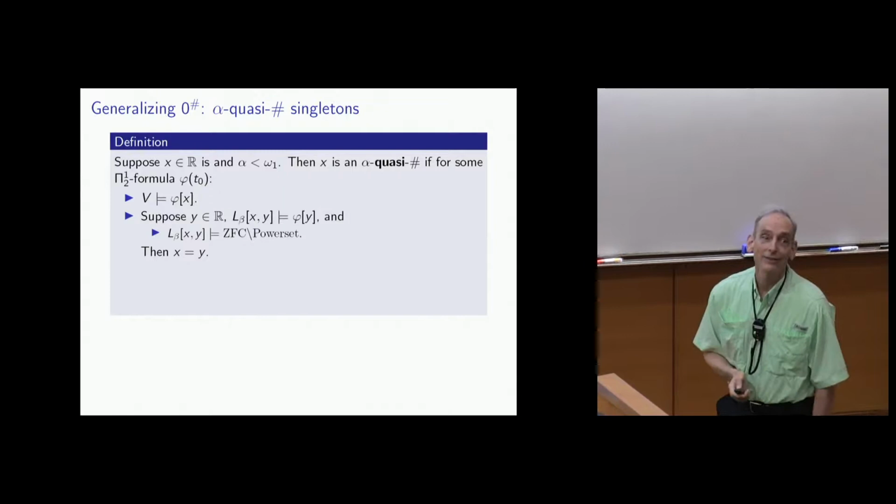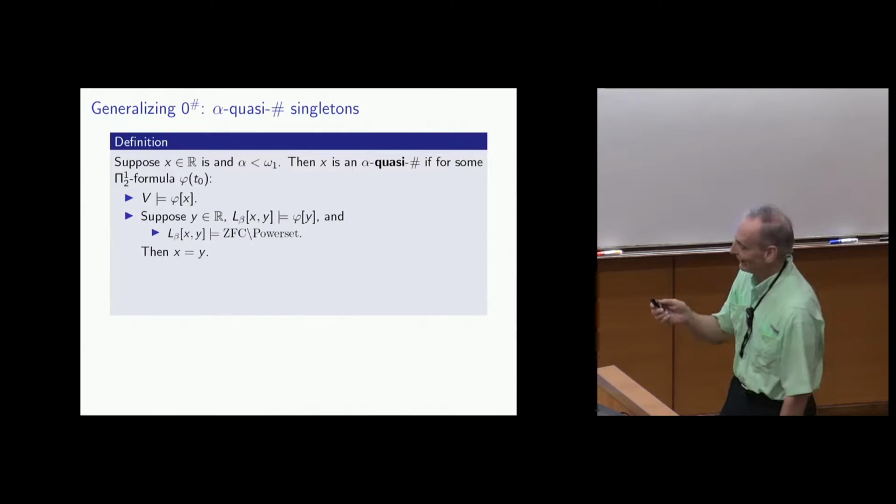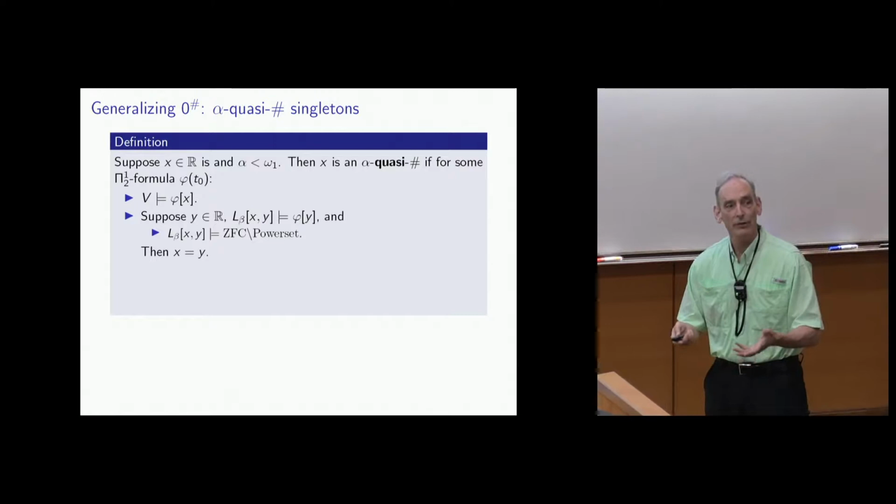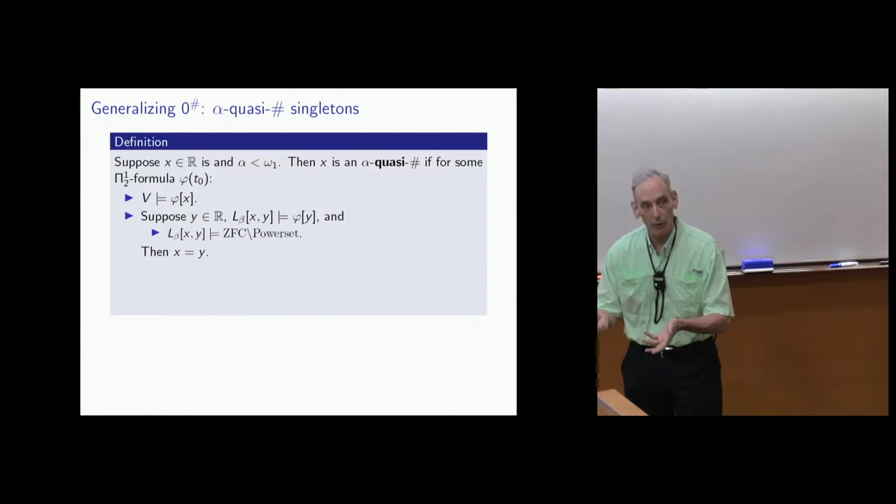Okay, so this first, I'm not done with the definition. The first property is just that it's a singleton. It's a Pi 1 2 singleton witnessed by formula phi, and it's the unique solution to that formula in any Zermelo model to which it belongs. It's well-founded, just like zero sharp.